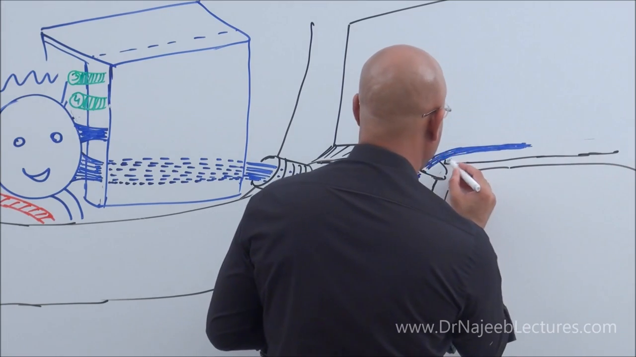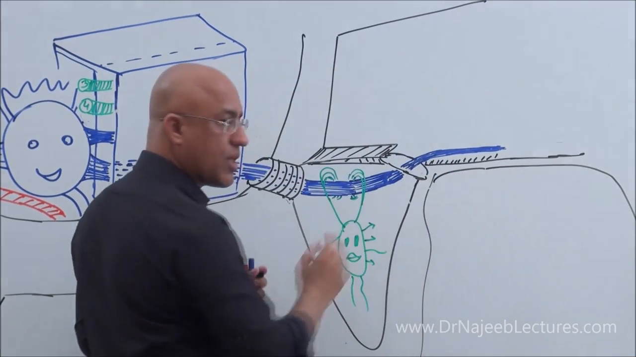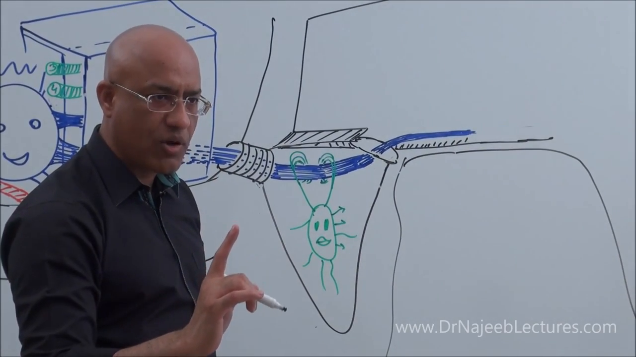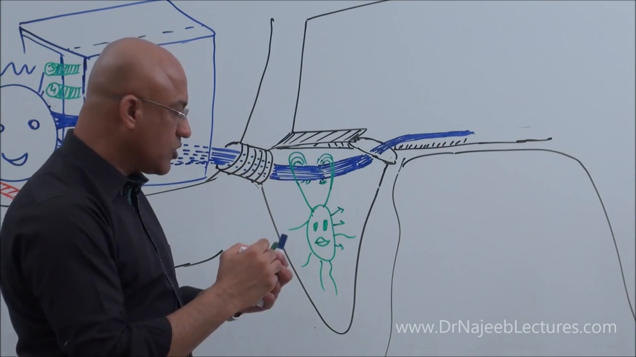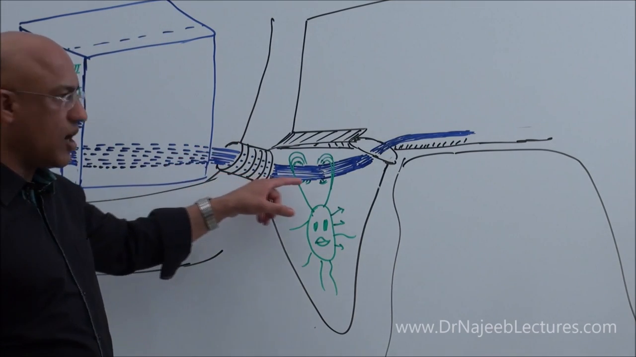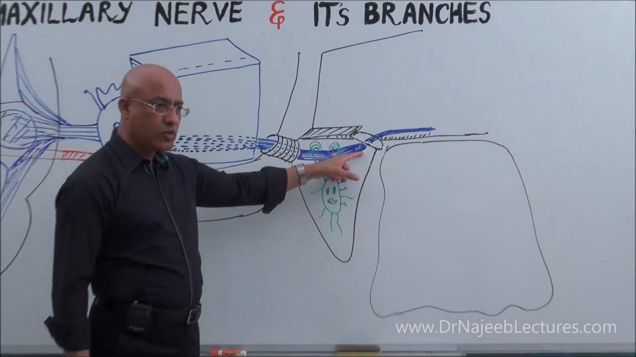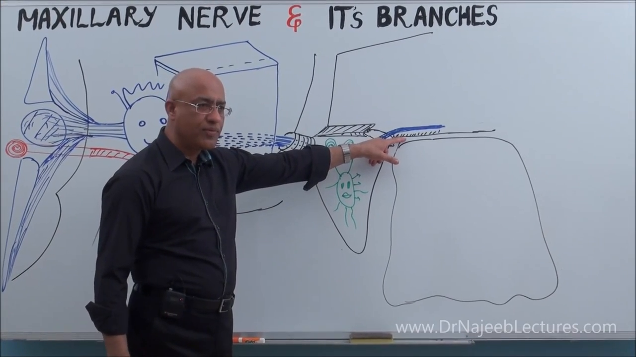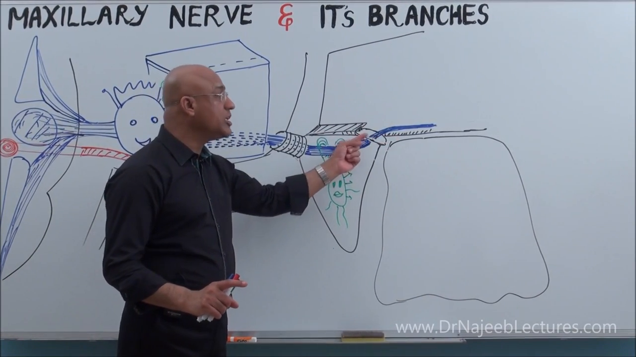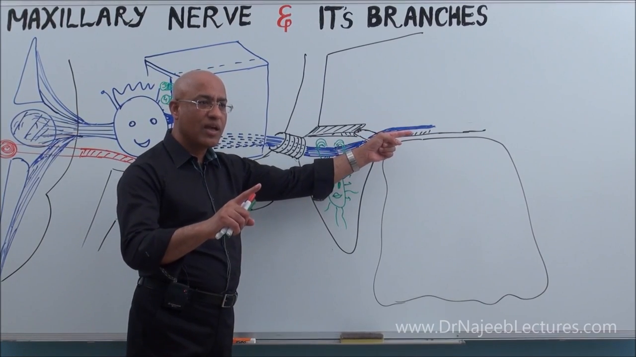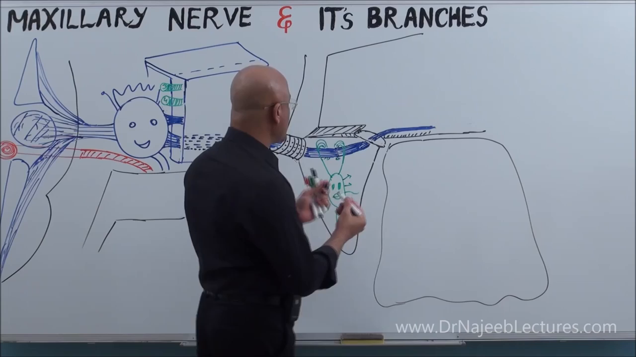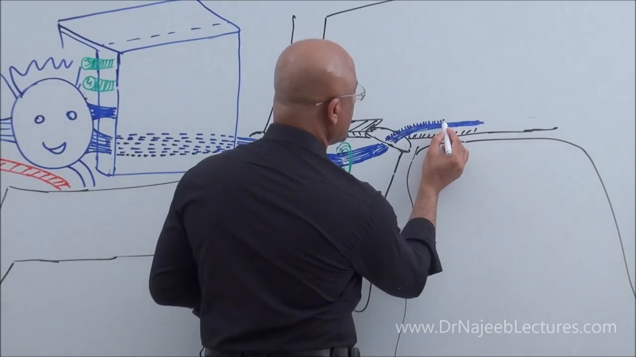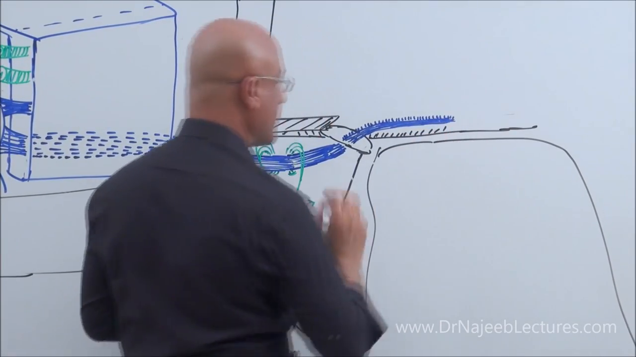This is the orbit, and the floor of the orbit as it enters, from here onward, it is called infraorbital nerve. What is it called? Infraorbital nerve. So we can say that maxillary nerve, as it passes through the inferior orbital fissure and enters into the floor of orbit, it continues as infraorbital nerve. This is infraorbital nerve, which is actually a continuation of maxillary nerve.